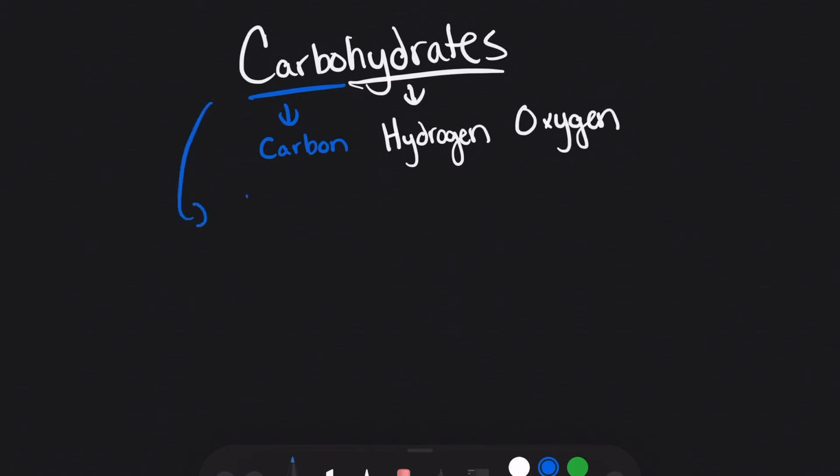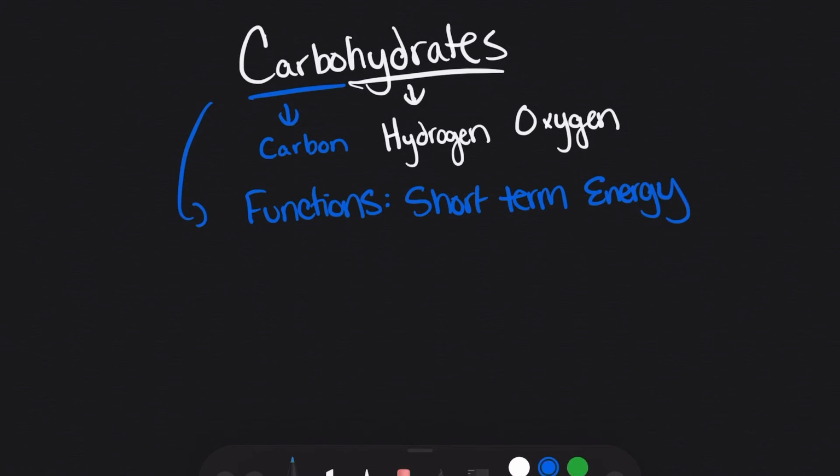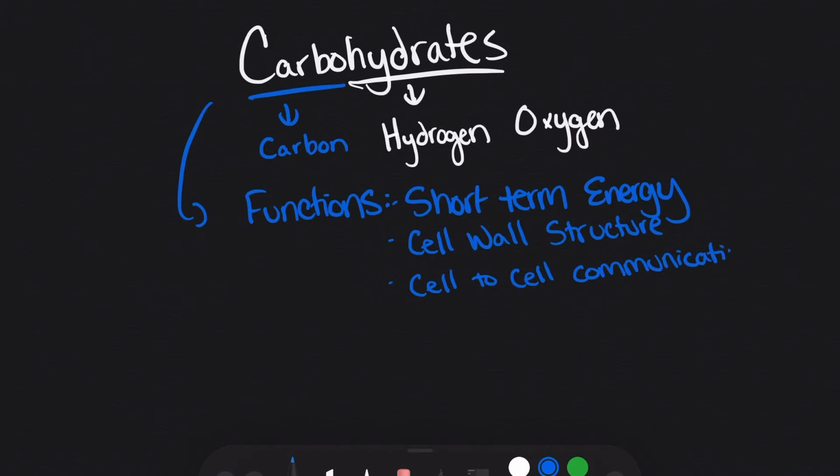The functions of carbohydrates revolve around energy, specifically before it's stored as fat. We call this short-term energy, so this is the energy you get from your food specifically. We also notice that carbs form the structure of certain cell walls in plants, and they also allow our cells to talk to each other, and they assist in cell-to-cell communication.